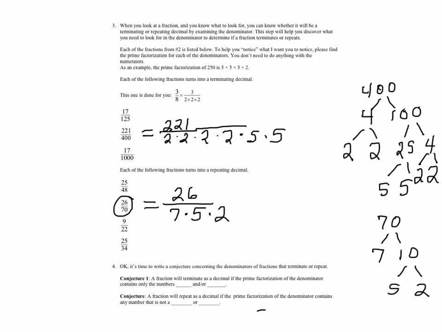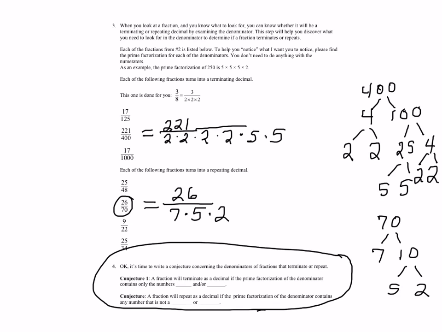Go back and do these 2. All right, so number 4 is really critical. Giving you a hint here, but I'm not going to give you the answer. So these are conjectures. A fraction will terminate as a decimal if the prime factorization of the denominator, so that means we're looking at the numbers in the denominators, contains only the numbers, and there's going to be 2 numbers that get filled in here. You need to come up with what those numbers are. Should be pretty obvious. Once you have all of the prime factors written down, you're only going to see 2 numbers showing up. That's what's going to go here.